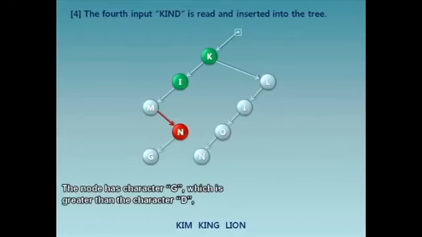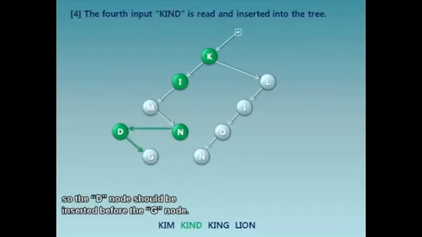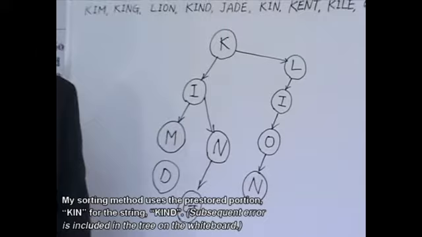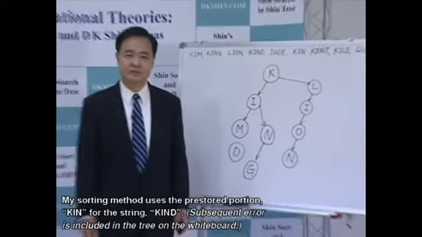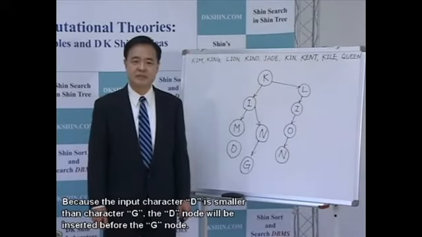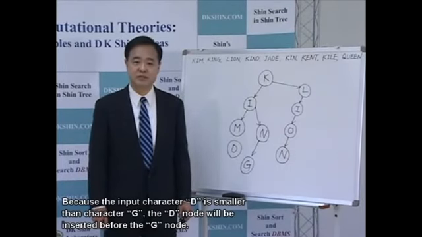The node has character G, which is greater than the character D, so the D node should be inserted before the G node. My sorting method uses a pre-stored portion kin for the string kind. Because the input character D is smaller than character G, the D node will be inserted before the G node.